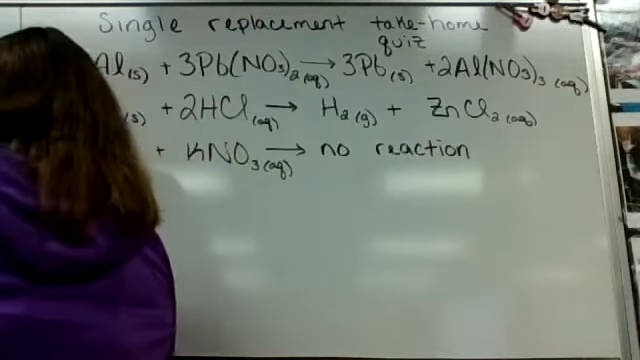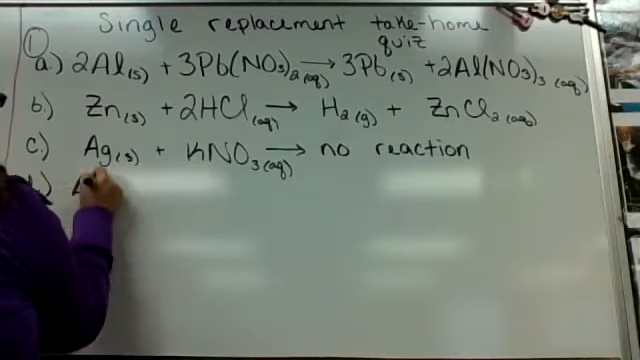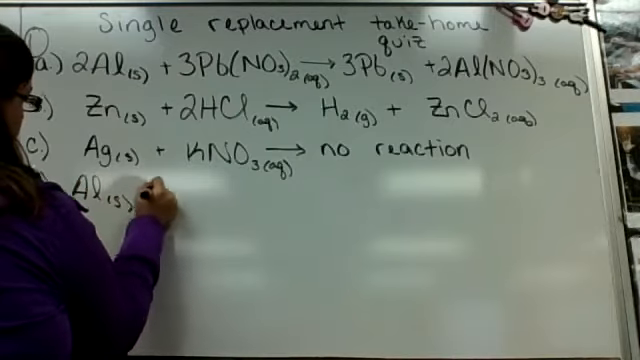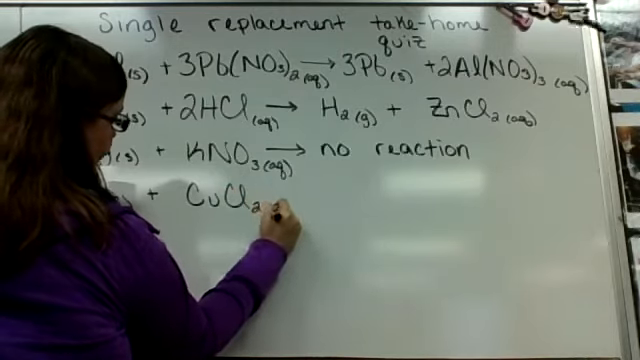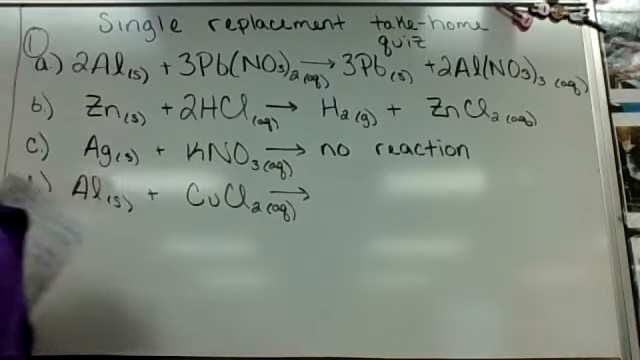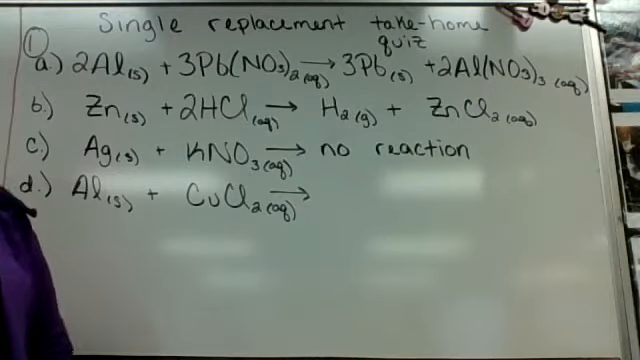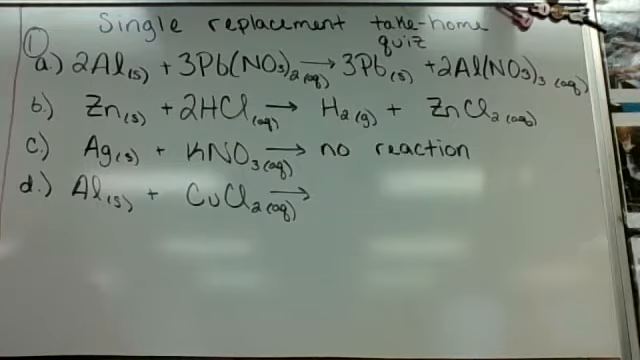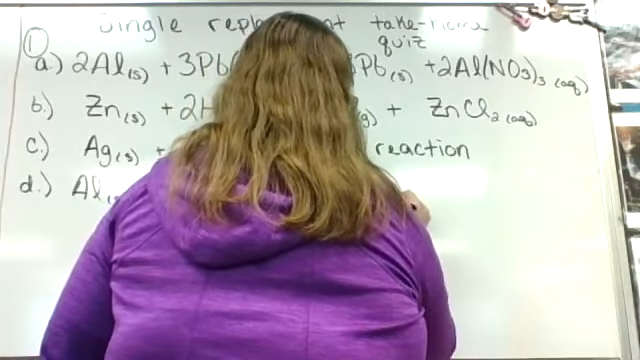All right. D, aluminum. This should be a familiar one because this was on your post lab for the single replacement and redox post lab. All right, do we have a reaction between Al and CuCl2? Yes. So what is by itself? Cu is going to be by itself in the product, solid.